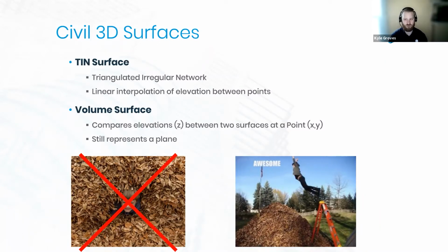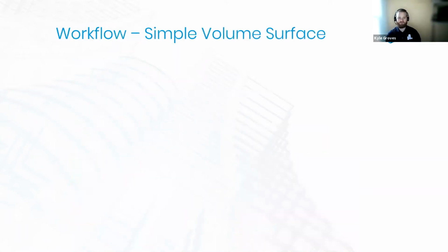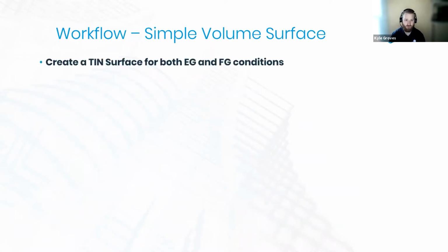Once we get through, we learn a couple of these core concepts, and then we get into using some of those CTC tools to help us automate all of these different processes. So with that, let's talk about our first workflow of the day, which is just creating a simple volume surface inside Civil 3D. In order to create a volume surface, you do need at least 2 TIN surfaces inside of your Civil 3D model.